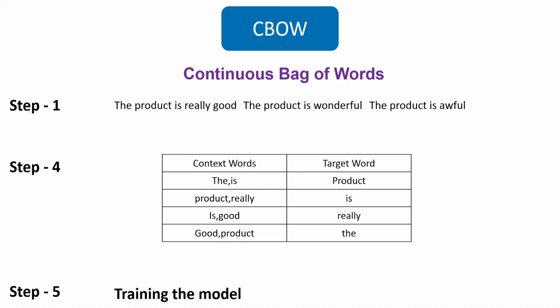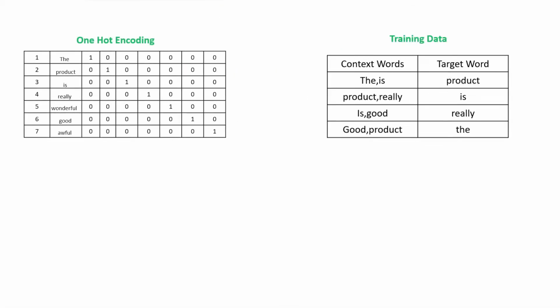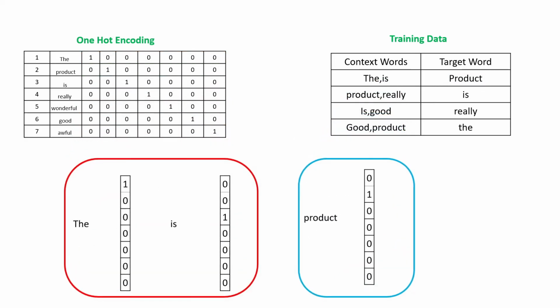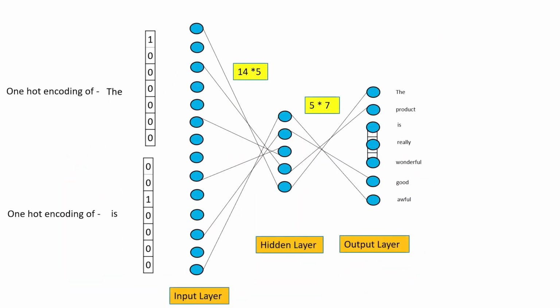Let's see how to train the model. To train the model, we need these two pieces of information, 1-hot encoding and the training data. Let's take the first sample where the and is are the input words and product is the target word. Let's take their corresponding 1-hot vectors and feed them into the model. If you look at the model architecture, it is just a 3-layer neural network. One input layer, one hidden layer and one output layer. If you look at the input layer, it has 14 neurons. Why does it have exactly 14 neurons? Because the input dimension is 1 cross 14. That is why it has 14 neurons.